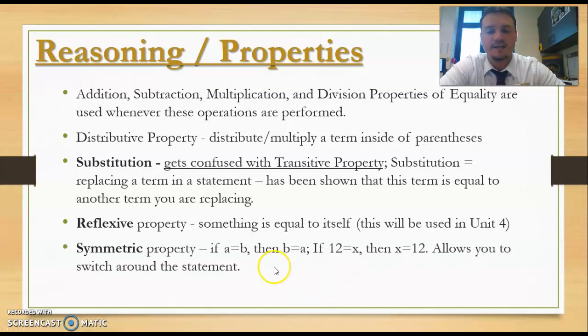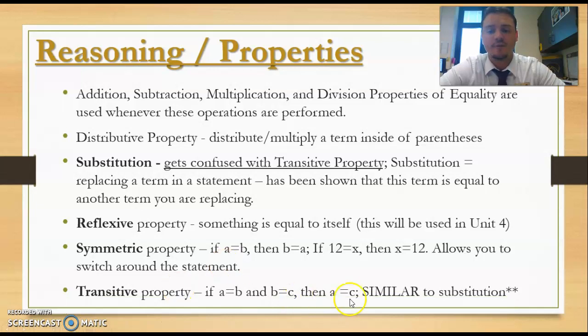Symmetric property is basically saying, if A equals B, then B equals A. So the symmetric property is used to basically rewrite things so that they appear the way that you want them. For instance, if we solved an algebraic proof and we got to this step where it says 12 equals X, and we want our final statement to actually say X equals 12, then we can use the symmetric property to swap those around.